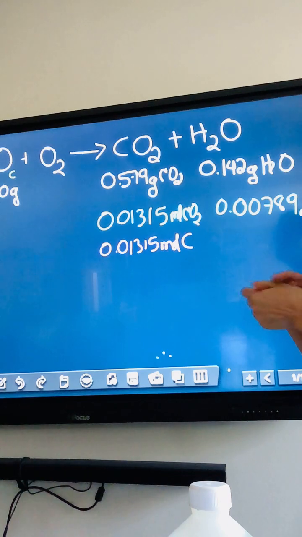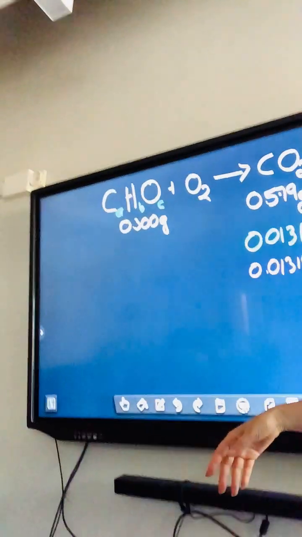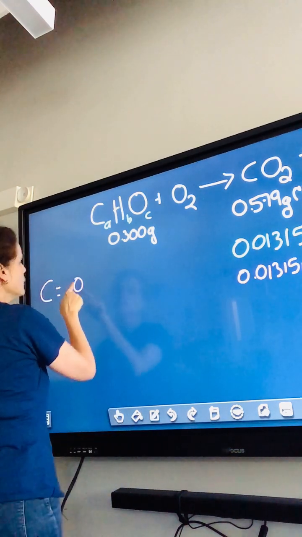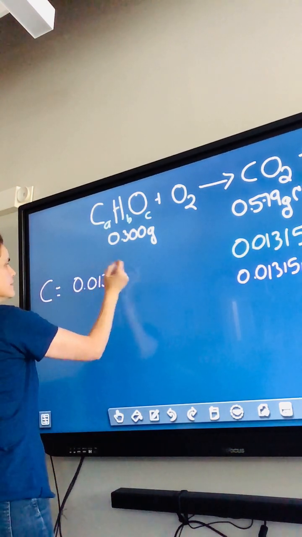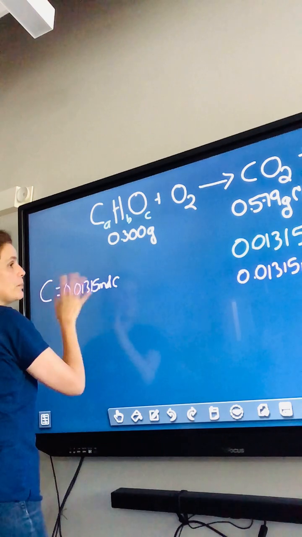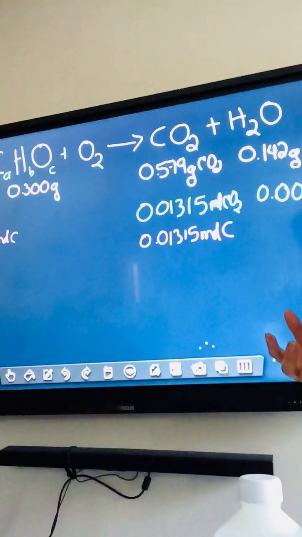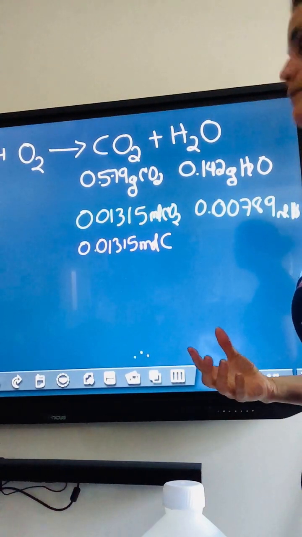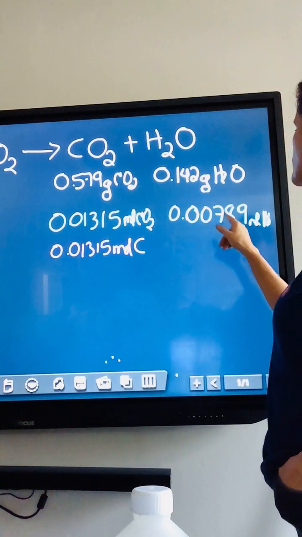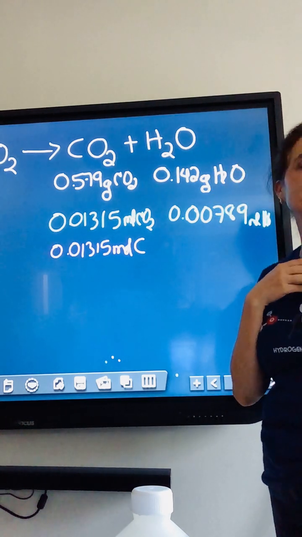And now we're gonna do the same thing for the water. So over here, we can go ahead and start writing that for carbon. We have 0.01315 moles of carbon to do my empirical formula, which is my final goal, right? Now for water, if I have 0.00789 moles of water, how many moles of hydrogen do I have, David?